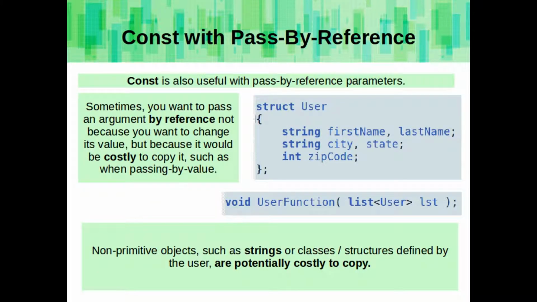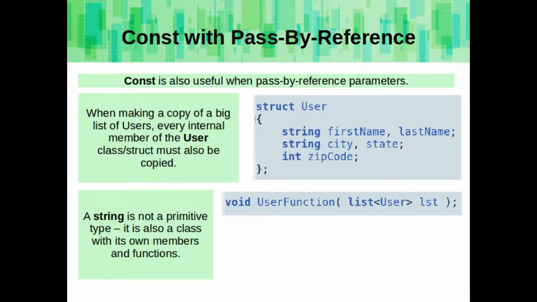Const is also useful with pass-by-reference parameters. Sometimes you want to pass an argument by reference, not because you want to change its value, but because it would be costly to copy it, such as when passing by value. Non-primitive objects, such as strings or classes and structures defined by the user, can be potentially costly to copy.